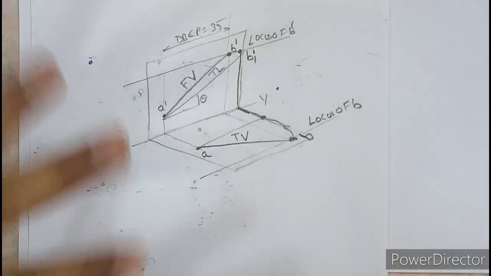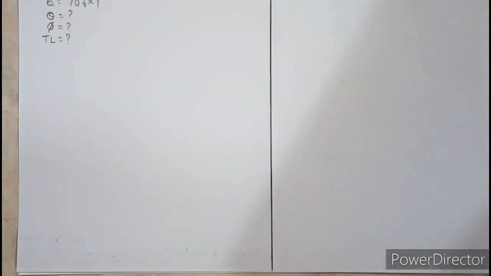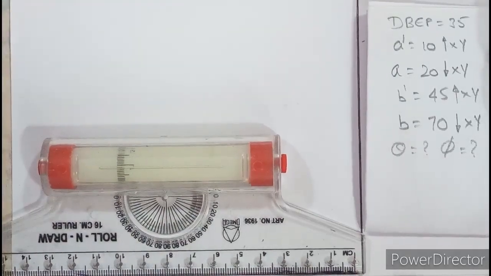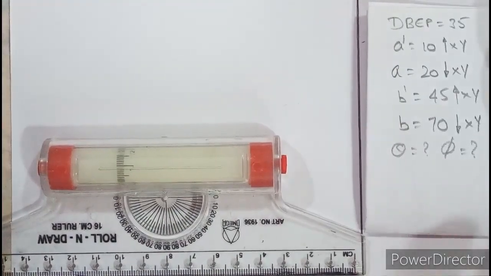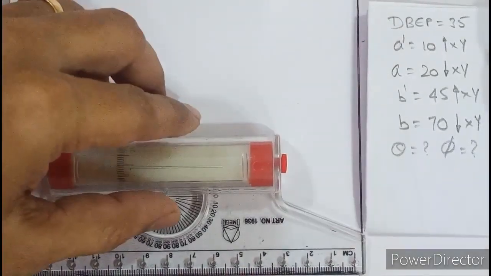Okay, so this is just a 3D diagram. Let us see the actual answer we're supposed to present. Now, to begin with the numerical, suppose the question carries 10 marks. So step number 1: align the roller scale with the edge of the paper.